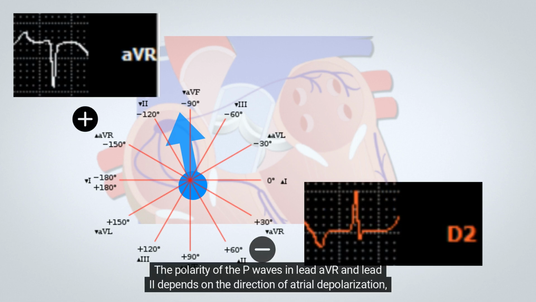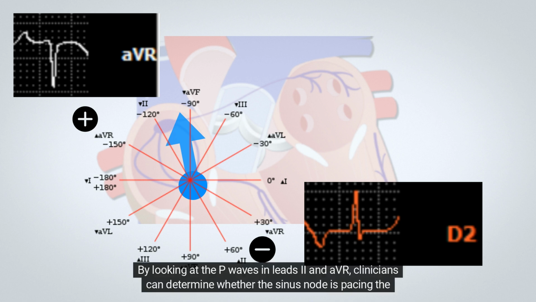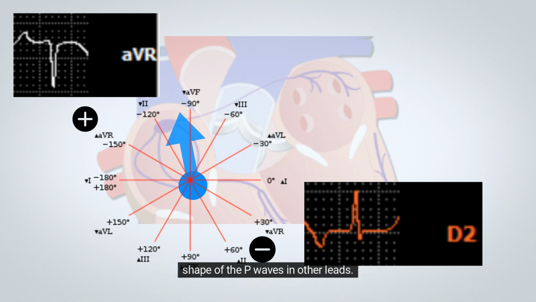The polarity of the P waves in lead AVR and lead 2 depends on the direction of atrial depolarization, and this concept is important in predicting atrial activation patterns. By looking at the P waves in leads 2 and AVR, clinicians can determine whether the sinus node is pacing the atria and assess the presence of abnormalities in the left or right atria by examining the size and shape of the P waves in other leads.